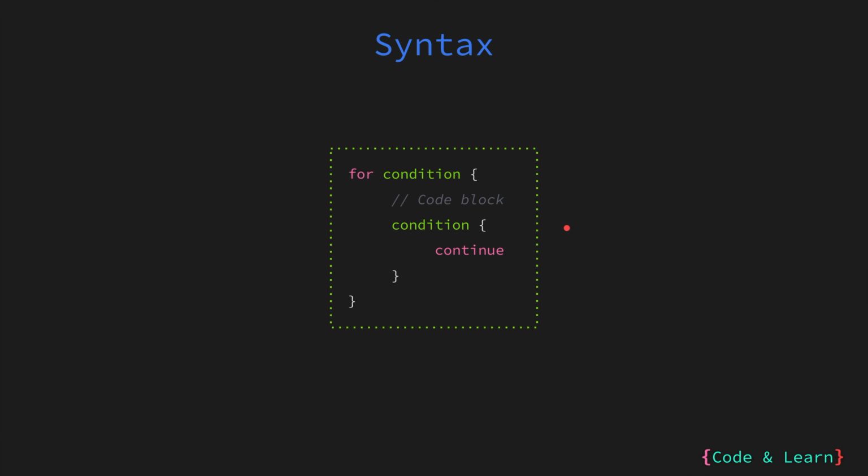Here we have the syntax of the continue statement. As you can see, we defined a loop with the condition, and inside it we have the code block. Inside we have a condition to continue the iteration. The for loop will keep on executing, and if this condition is true, it continues on to the next iteration before executing anything that may be in here. Let's now look at an example for the same.